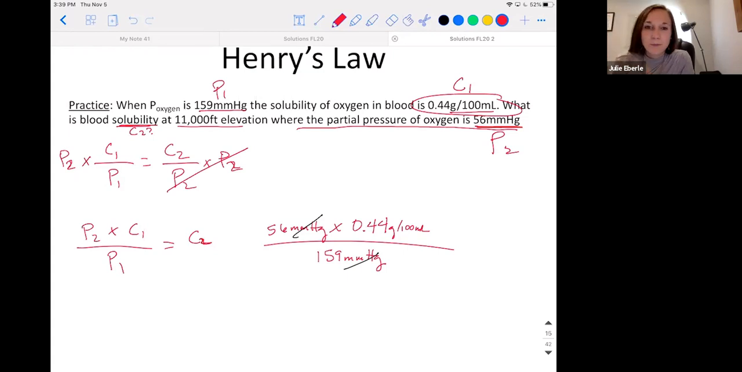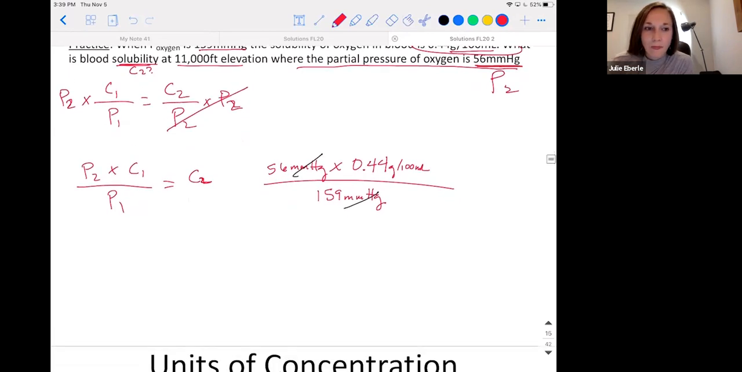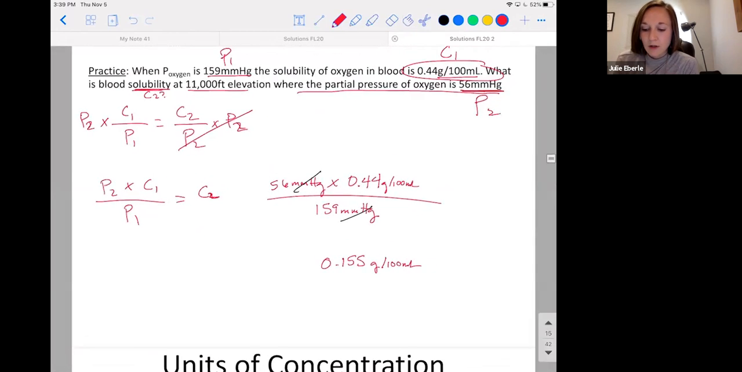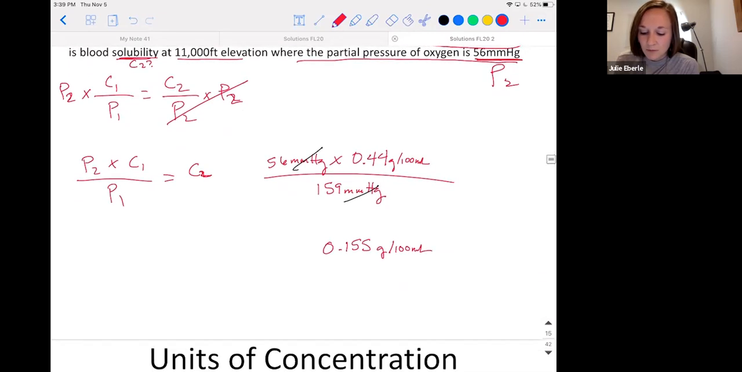56 times 0.44 divided by 159. Anybody get it? Caitlin got 0.155, and that is grams per 100 ml. So what happened to the solubility? As pressure decreased, solubility was 0.44, and now it's 0.15, roughly a third. So it decreased by 2/3. So as you decrease pressure, you decrease solubility, and vice versa. As you increase pressure, you increase solubility.